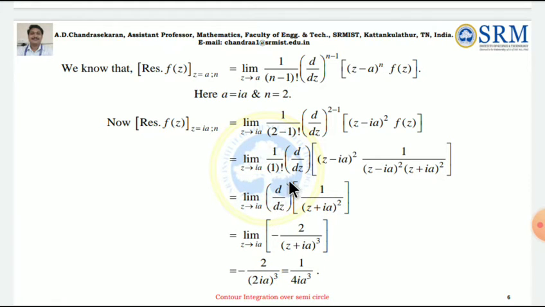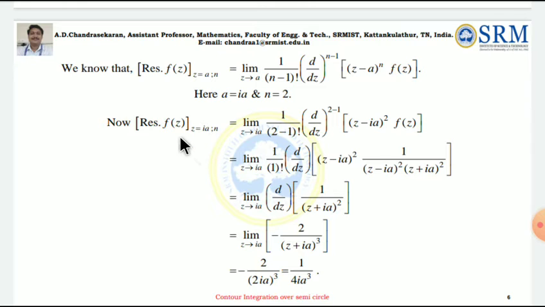We need to differentiate one time with respect to z. What is the differentiation of 1 by x squared? Minus 2 by x cubed, isn't it? Here x is nothing but z plus ia. So minus 2 by z plus ia whole power 3. Now apply the limit z equal to ia. ia plus ia is 2ia power 3. So 2 cubed is 8. So 2 and 8 get cancelled, giving 4 i cubed. What is the i cubed value? Minus i. So this minus or minus becomes plus, only 1 by i and a cubed.